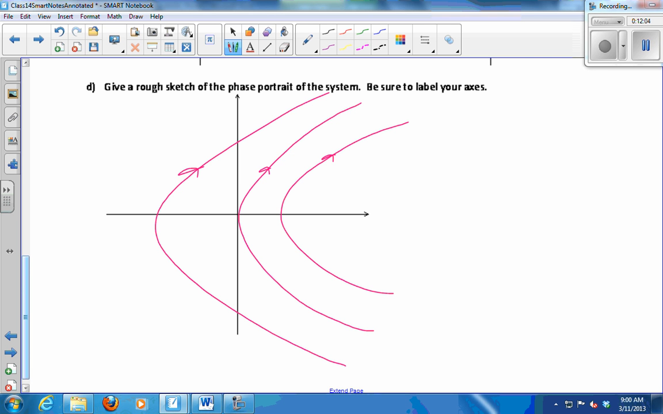Where you put in as many solutions as you feel are necessary to capture the quality of all the solutions. All our solutions look exactly the same, so a few is fine. They're all this curve that goes in a clockwise direction. And this is x and y.